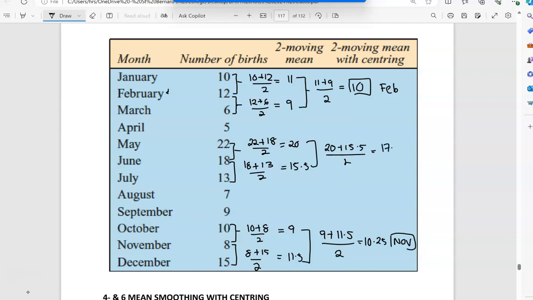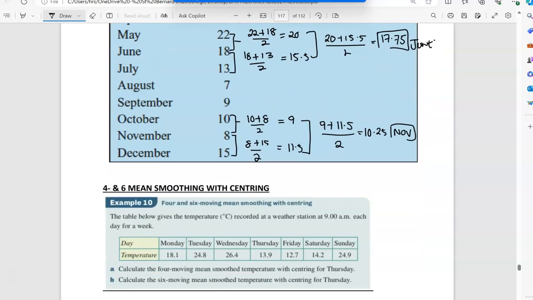17.75. No? Yeah, I reckon that would be it. And that would be June's. Okay? So I'm not going to do them all, but that's just to show you how you can do it like that. Sometimes they might put the data in columns like that. Sometimes they might have it in rows like this.